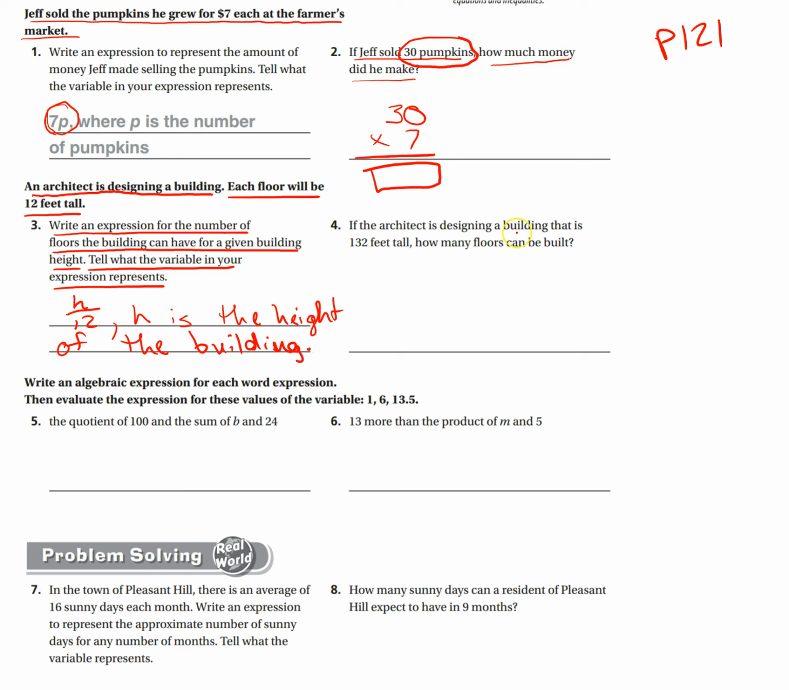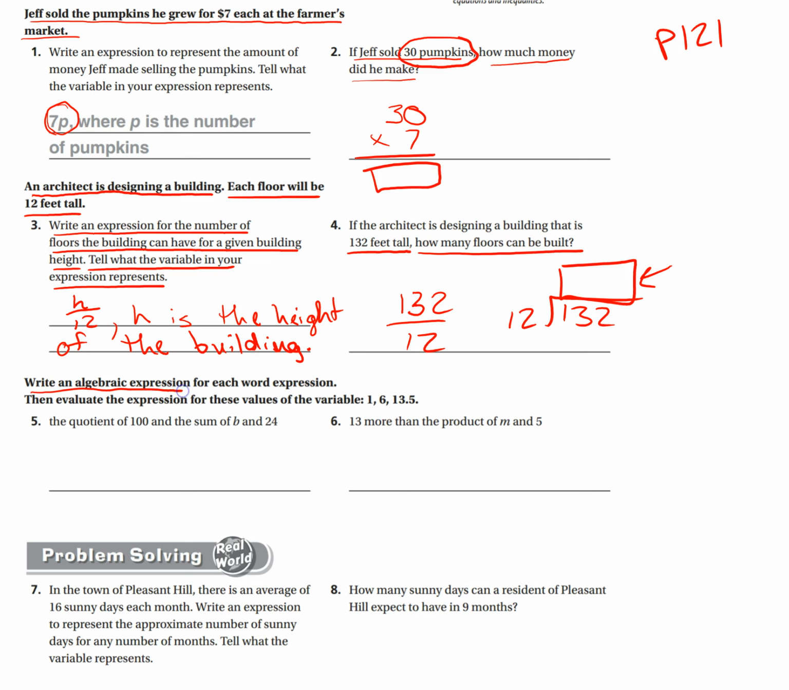Okay, if the architect is designing a building that is 132 feet tall, how many floors can be built? Well, now you just plug in 132 divided by 12. You can rewrite that, and this is going to be your final answer. That will tell you how many floors the building can have. Okay, next set of directions.